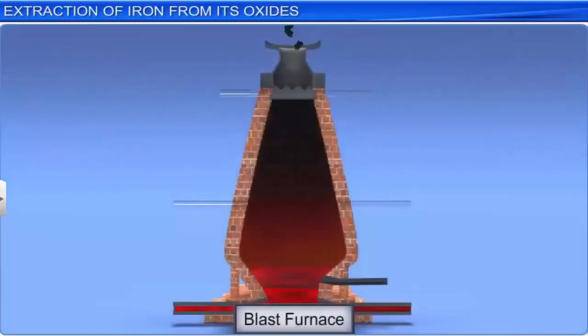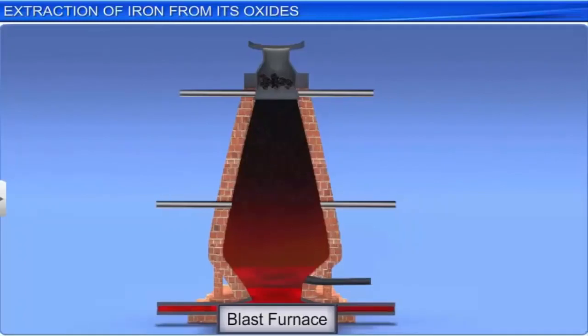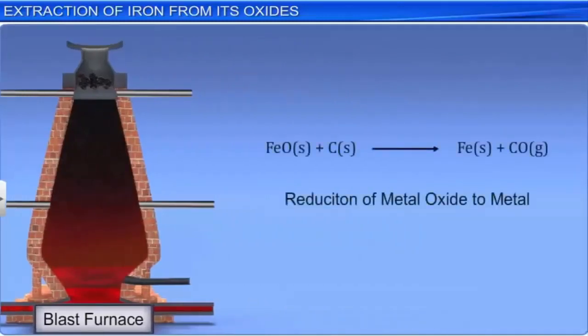This concentrated ore is mixed with limestone and coke and sent into a blast furnace to reduce the metal oxide to the metal. Here, coke reduces ferrous oxide to iron, releasing carbon dioxide, as shown in the equation here.